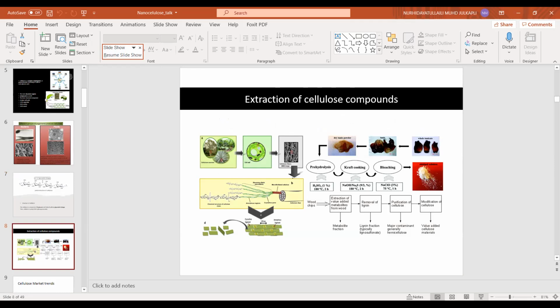It can be extracted by a simple hydrolysis process, where we use a high concentration of acid at a certain high temperature for a certain duration of reaction, and also kraft cooking, where we use a hydroxyl base at basic pH, whereby the lignin and hemicellulose contents are removed during the kraft cooking process. We continue with bleaching, whereby we want to increase the purification of cellulose. Cellulose itself is white in color, so in nature it is white. That's why we have to remove the lignin that binds the cellulose in microfibril form.